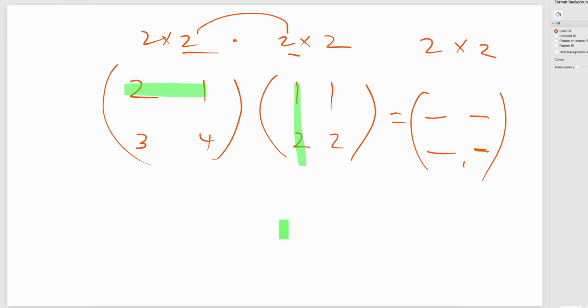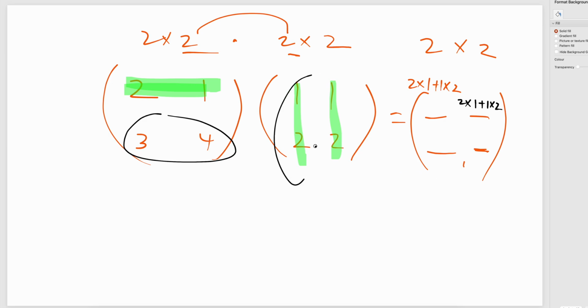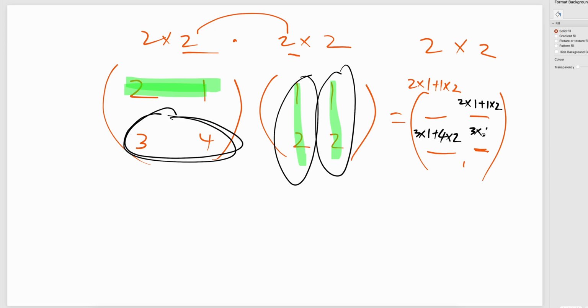The first one is given by this. So 2 times 1 plus 1 times 2. That will give you your first one. How do you get the second one? This and this. Same thing. 2 times 1, 1 times 2 plus 1 times 2. How do you get this one? This and this. 3 times 1 plus 4 times 2. How do you get the last one? Same thing. Then you use your calculator to get the answer.